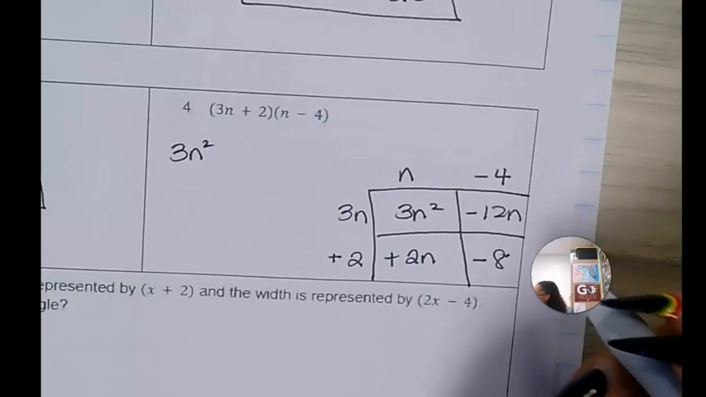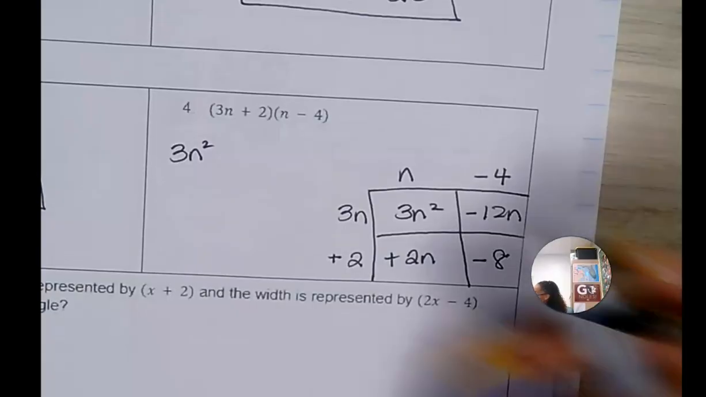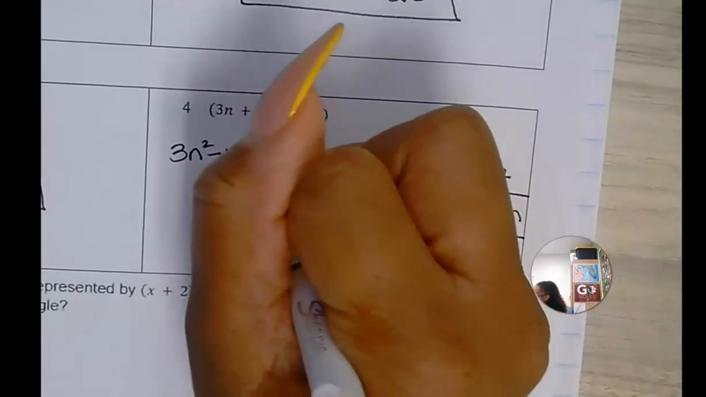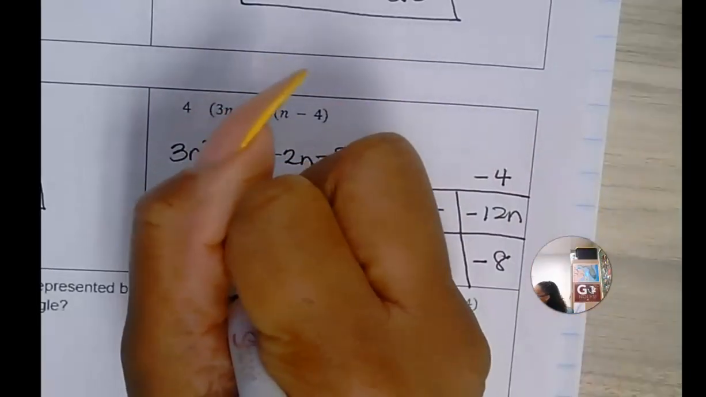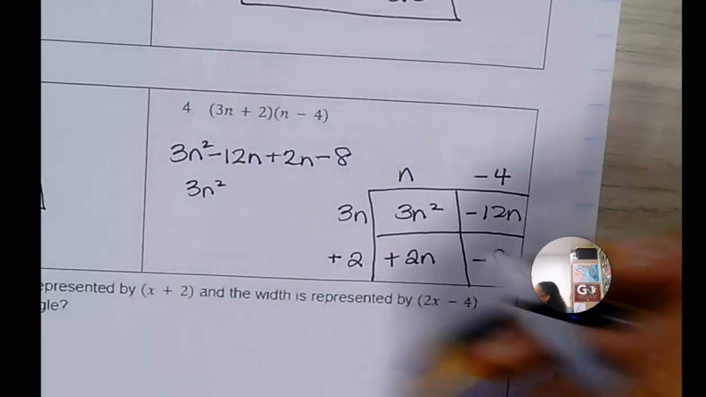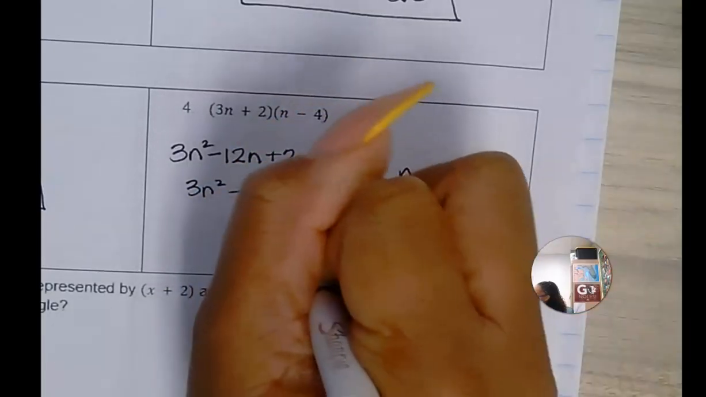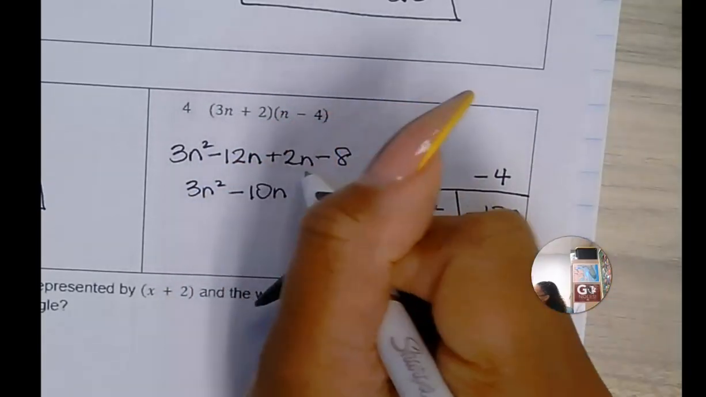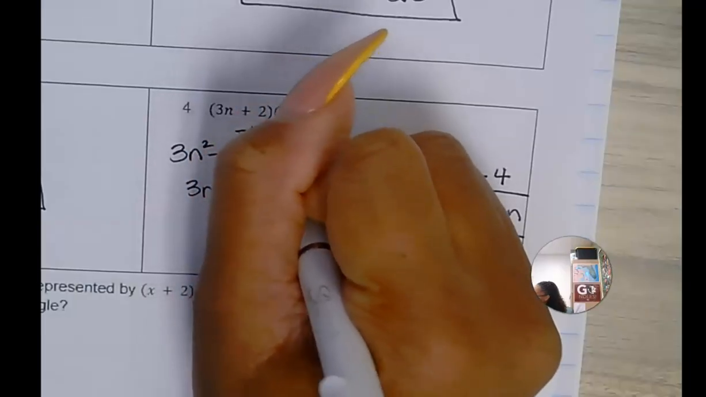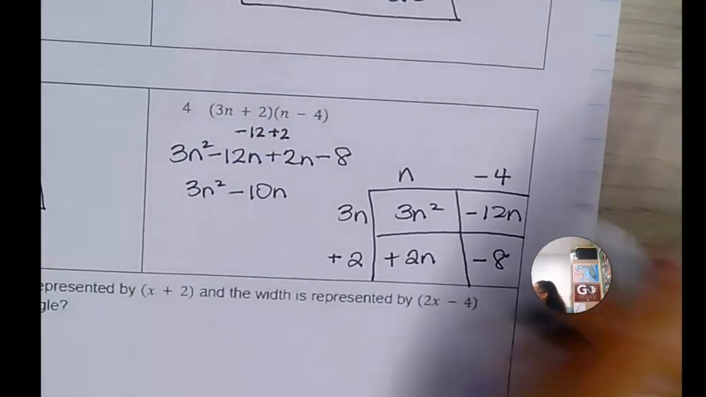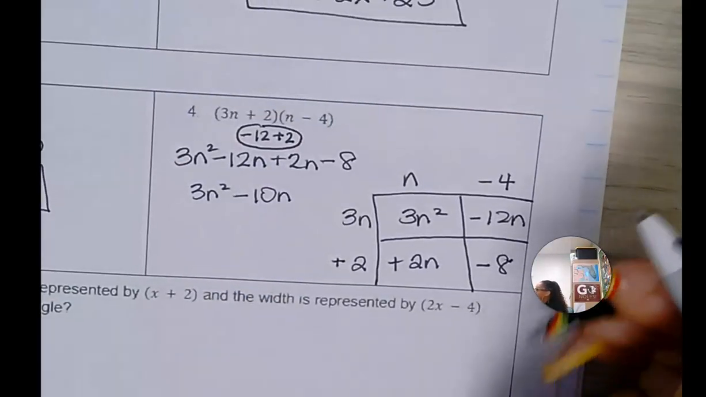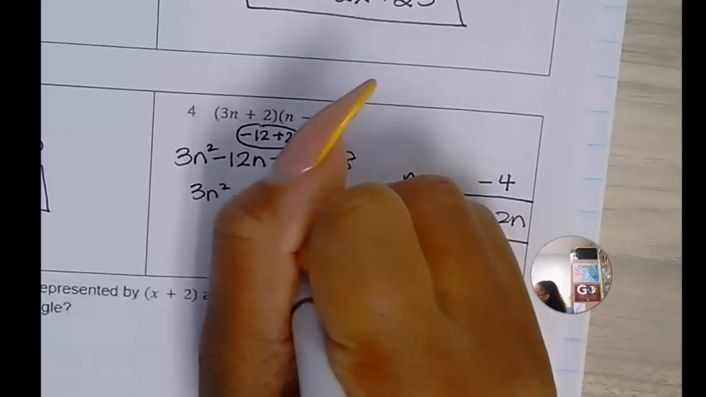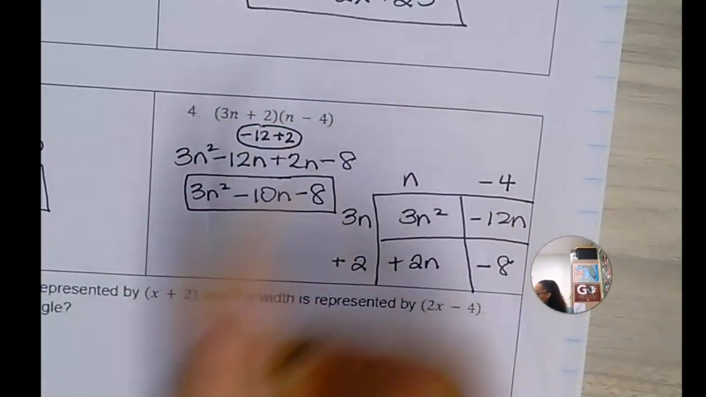3n squared. What next? Minus 12n, plus 2n minus 8. Combine like terms. Good. You combined the middle and got negative 10. Now, if I don't know what this is, I need to put this in Desmos. Negative 12 plus 2. This is the only thing that I can put in Desmos here. I cannot type in n. And then minus 8. Put a box around it, you're done.